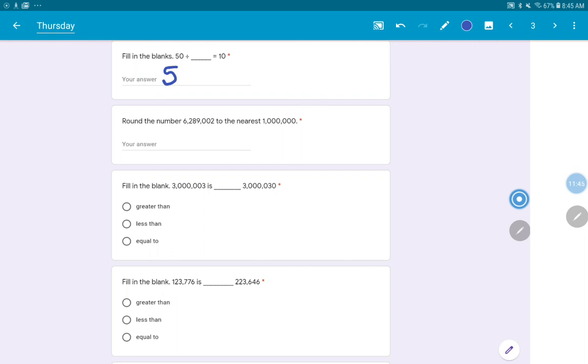Now we're rounding the number 6,289,002 to the nearest 1 million. To the nearest million. So I'm going to look at my millions place value. Then I'm going to check the next smallest one. And it's a 2. I know 2 is smaller than 5, which is the midpoint. So my answer is going to be 6 million.